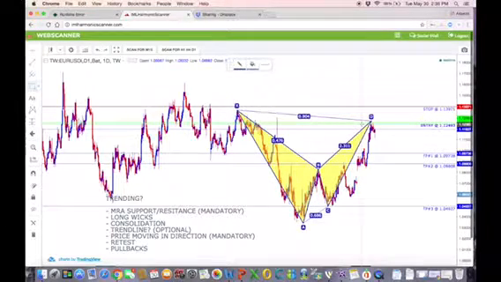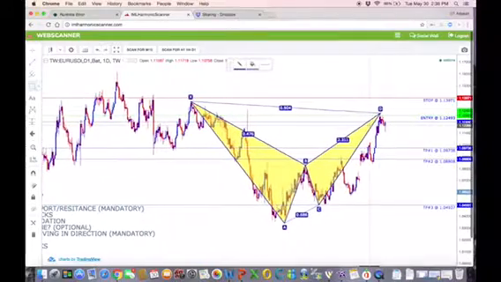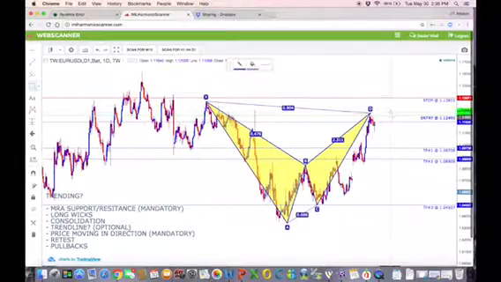You always look at where price is currently. I don't care if price is down here. Who cares about this area down here? Nobody. This is where we're looking. This is where price is at. We want to look here. We want to look for price turning around.